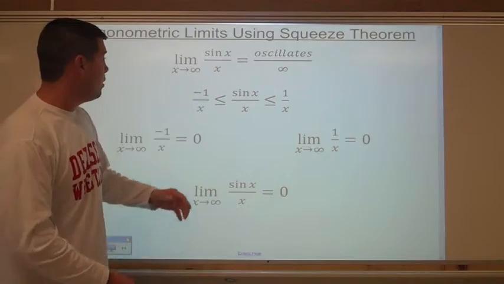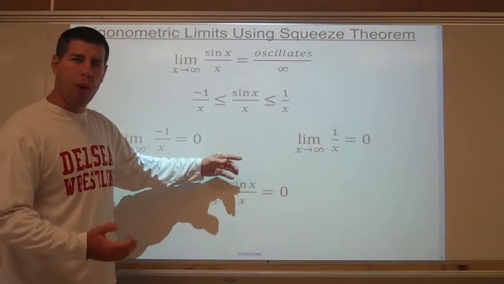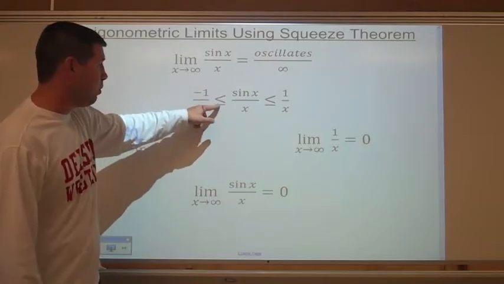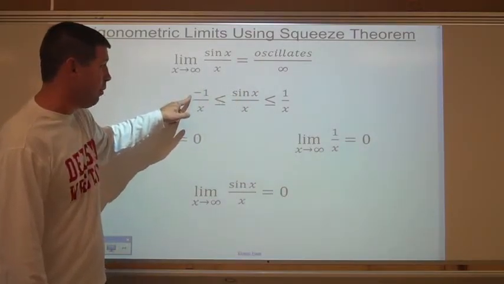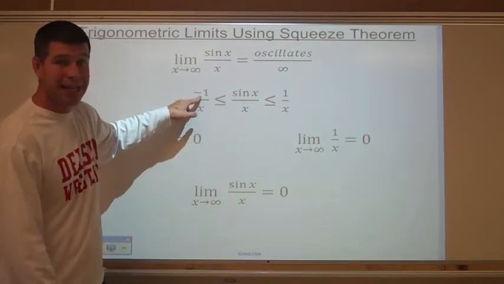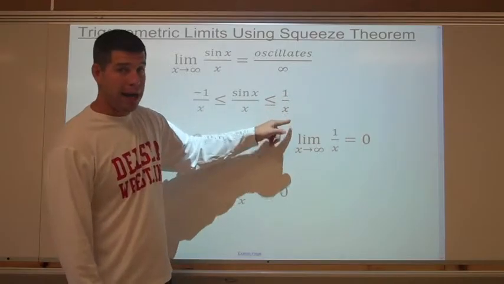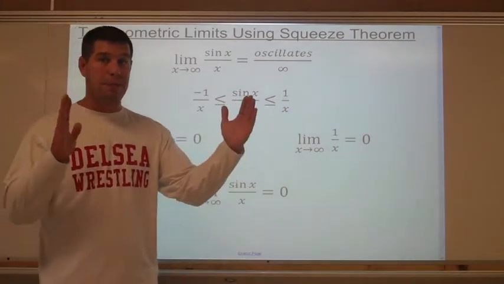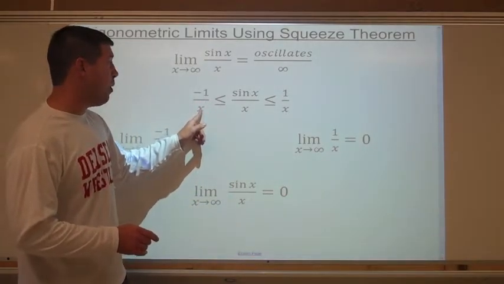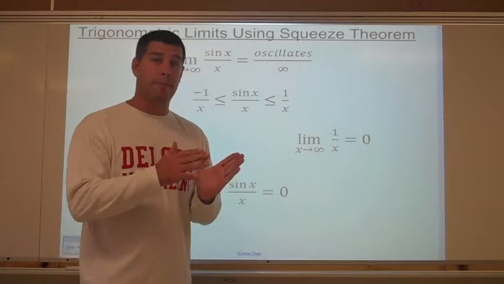So we can use that idea to say that sine of x over x will always be greater than or equal to negative 1 over x. It will never be less than negative 1 over x because sine of x can never be less than negative 1. And it will never be more than 1 over x because sine of x never gets bigger than 1. So sine of x over x will always be between the graph of negative 1 over x and positive 1 over x. So it's always between them.